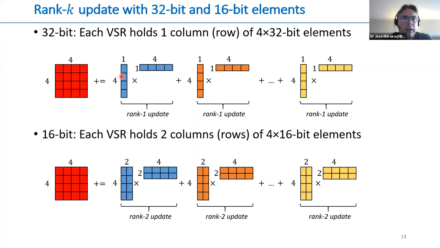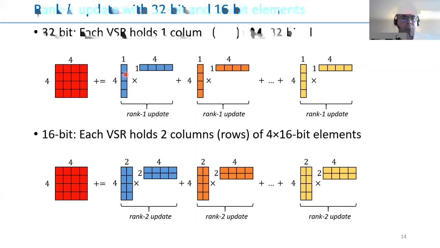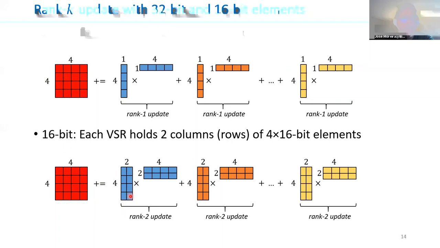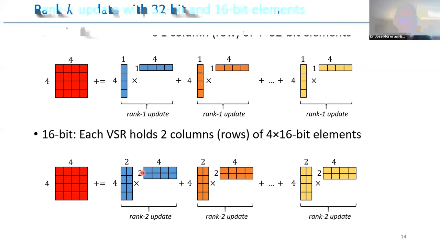So if you have a 4 element vector of single precisions, you just do one outer product of 2 vectors and you update a 4x4 matrix. If your data type is 16-bit, then each column is 64-bit, so you treat each vector as 2 columns of 4 16-bit elements each, or 2 rows of 4 16-bit elements. Then you do 2 outer products and you update the matrix.